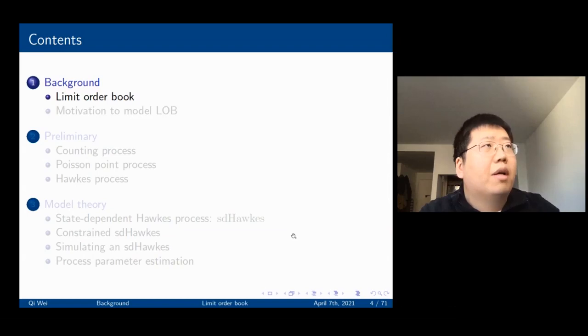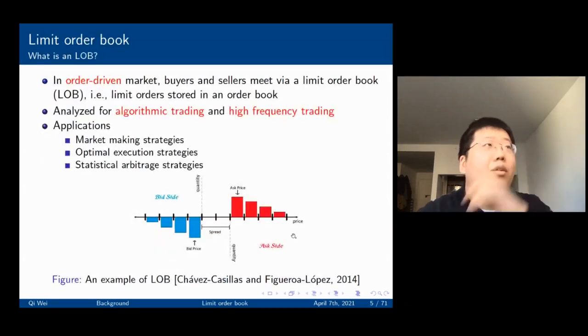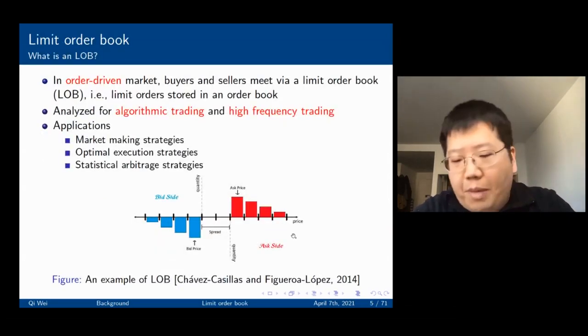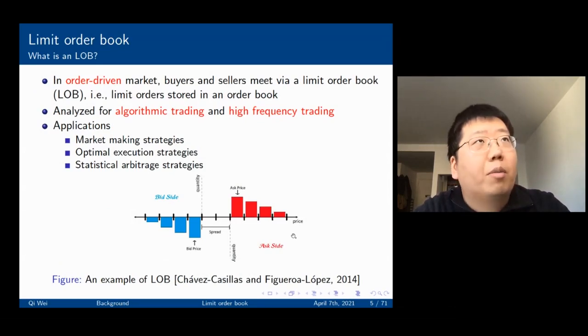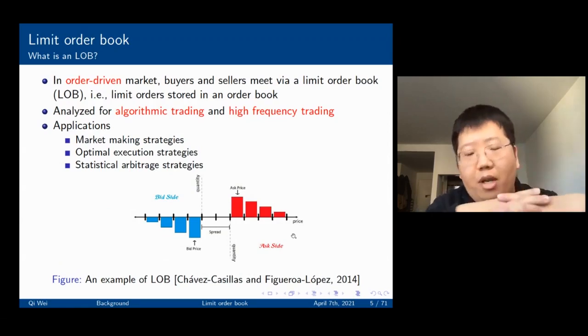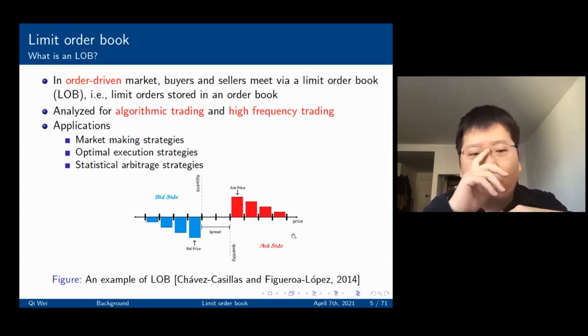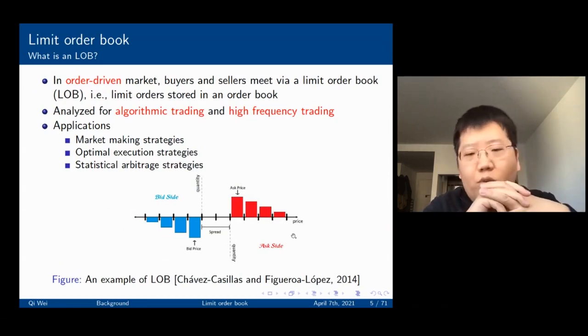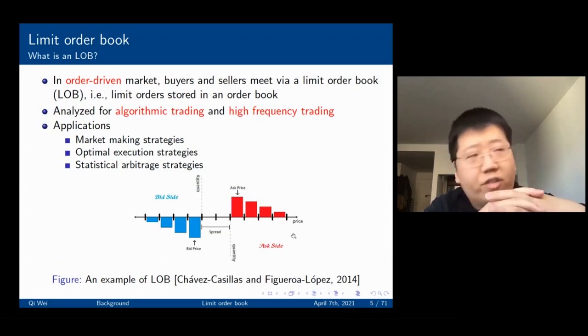Okay, so what is a limit order book? In the financial market, especially in an order-driven market, buyers and sellers meet via a limit order book. That is to say, the limit orders are stored in an order book, and it can be analyzed for algo trading, high frequency trading. So the applications are quite wide: market making strategies, optimal execution strategies, and also some statistical arbitrage strategies by hedge funds.